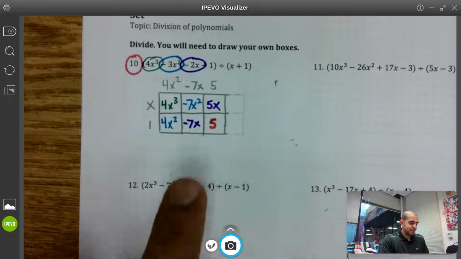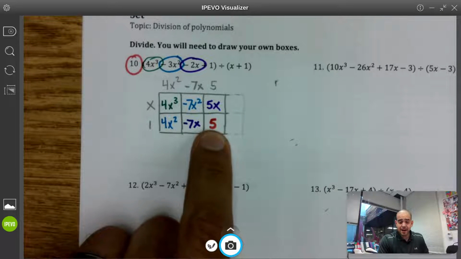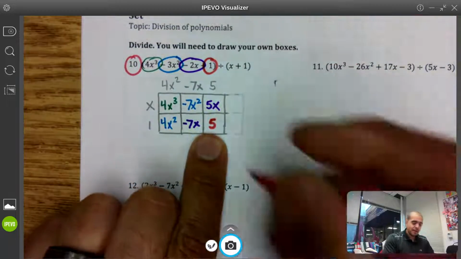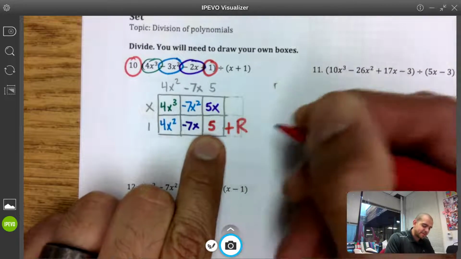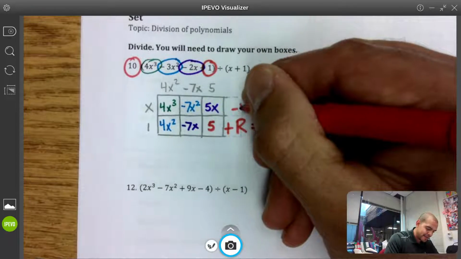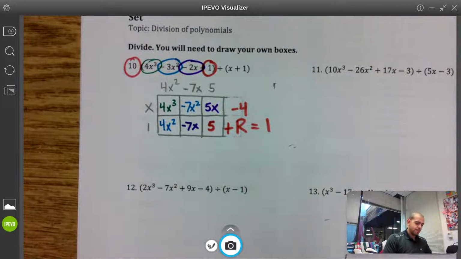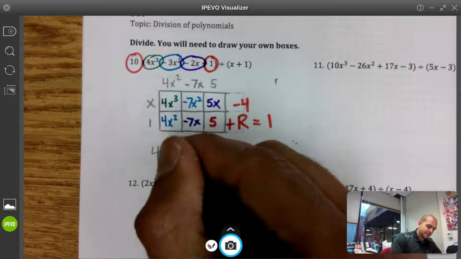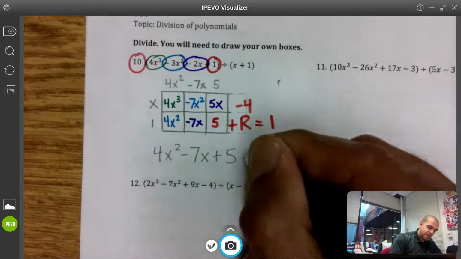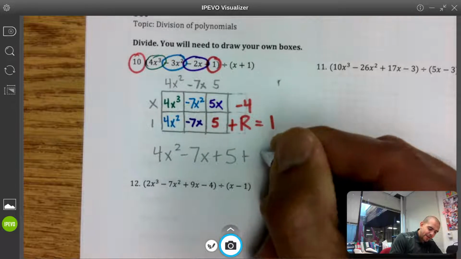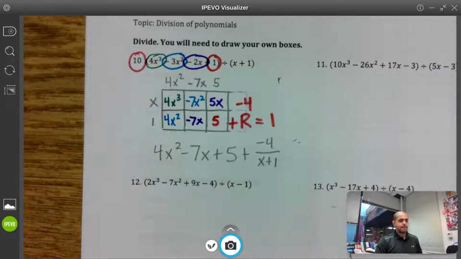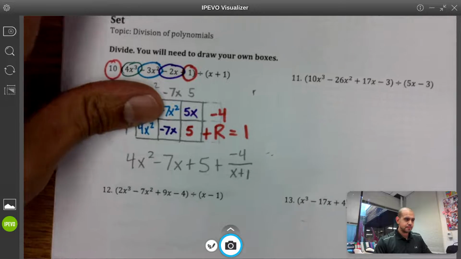All right, so here's my final box at 5. Unfortunately, it does not match 1. So my remainder is 5 plus my remainder is 1. What will get me to 1? And that is negative 4. So my final answer is 4x squared minus 7x plus 5 plus my remainder, negative 4, over my divisor, x plus 1. Okay? All right, moving on.